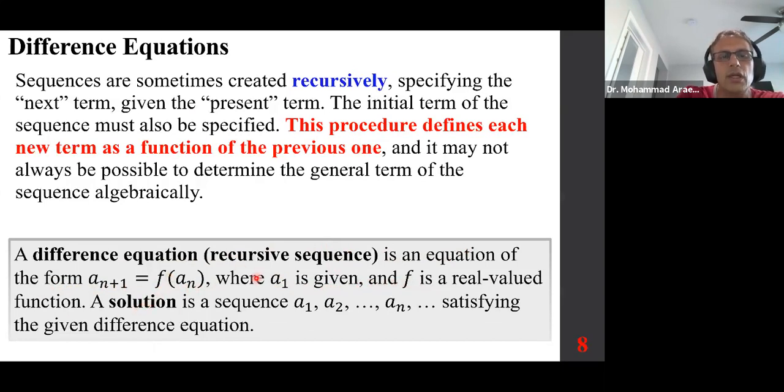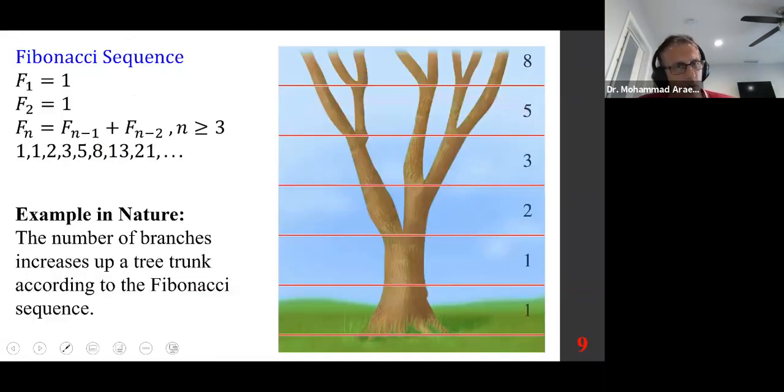Okay, so you need some sort of a previous term like a sub 1. A solution is, of course, you write it out, a sub 1, a sub 2, a sub 3, and they should work, and they should fit the description that is given here. Have we seen any recursive sequence, any difference equation in the past? Yes, a very famous one is called Fibonacci sequence. I hope everybody remembers that.